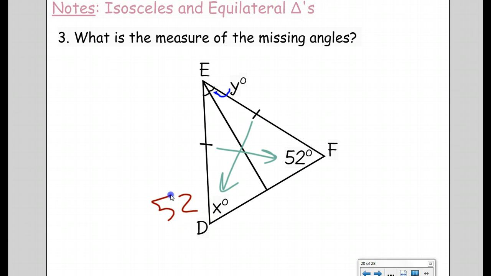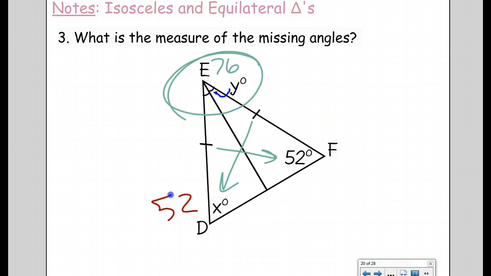Julius, you're up for Y. What'd you get for this angle right here? 180 minus 52 minus 52. What'd you get for the whole angle, angle E? I was asking for the whole angle first. 38? No, 180 minus 104. 76. Okay. This whole angle is 76.